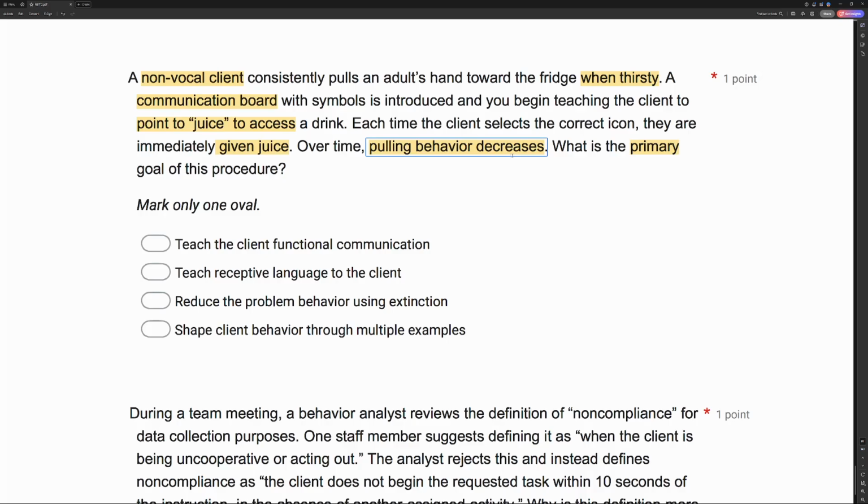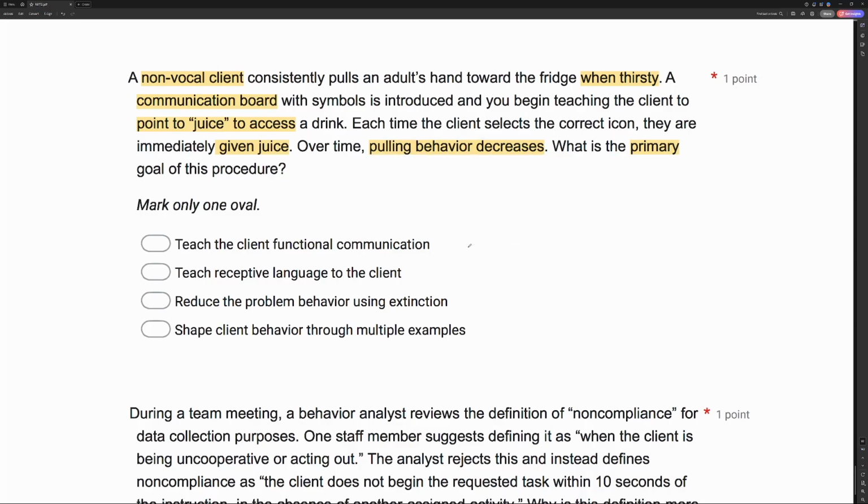Well, I wouldn't say so, since it doesn't specify if we're even targeting the polling behavior. For all we know, we're only targeting pointing to juice and have left the polling behavior alone. And just by chance, that behavior has decreased. So given this information, what's the primary goal here?